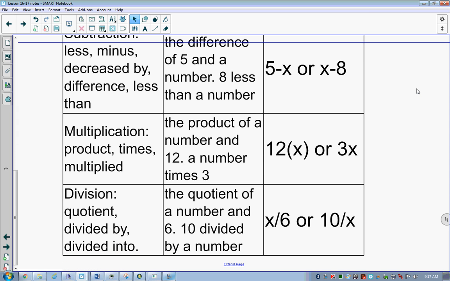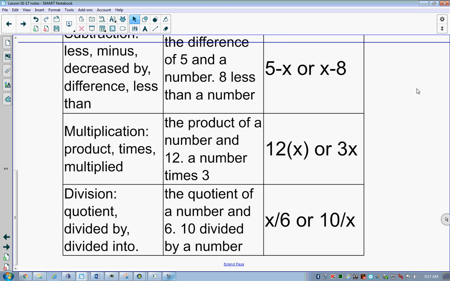Division: quotient, divided by, divided into. Quotient's not a word that a lot of people use a whole lot, and so it's easy to forget what it means. The quotient of a number and 6. Okay, so number and 6. The and is showing me the division bar. Okay, 10 divided by a number. That one's a little bit easier to do.